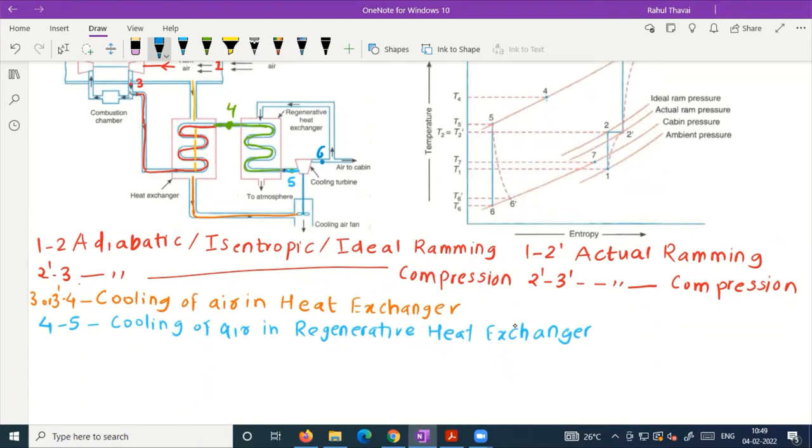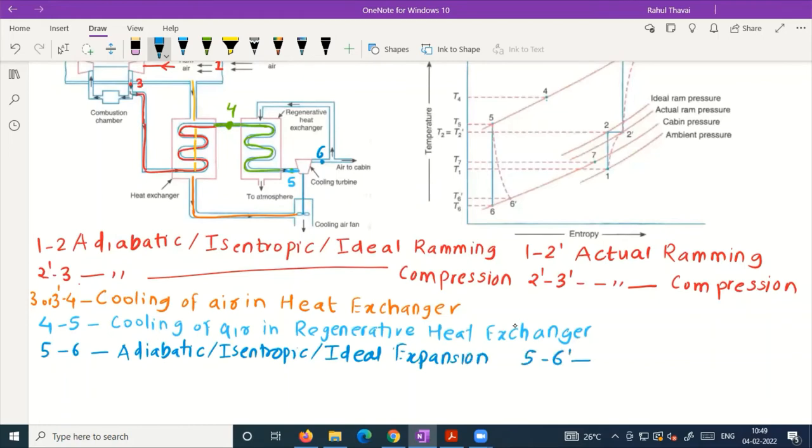So 5 to 6 is the expansion. As you can see, 5 to 6 is adiabatic. This is adiabatic, or you can also call it isentropic, or ideal expansion. But when you talk about 5 to 6 dash, it's an actual expansion. 5 to 6 dash is the actual expansion, right?